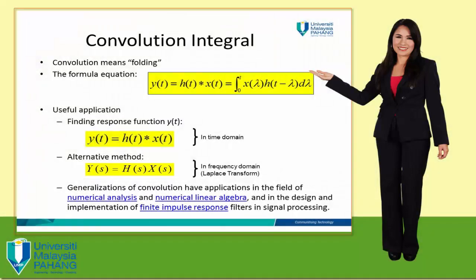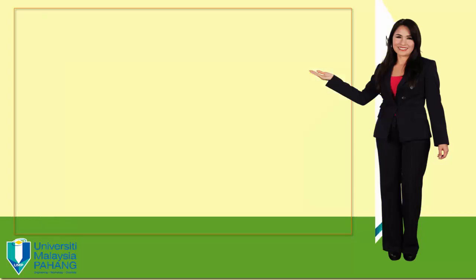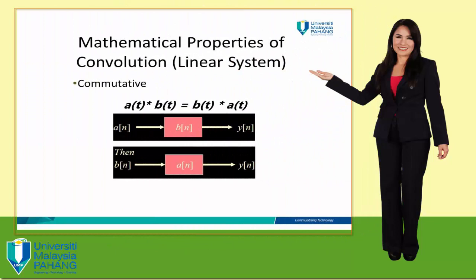Generally, convolution is used in the field of numerical analysis and in the design of finite impulse response filters in signal processing. In convolution, there are three mathematical properties you need to know. First is commutative, second is associative, and the third one is distributive.